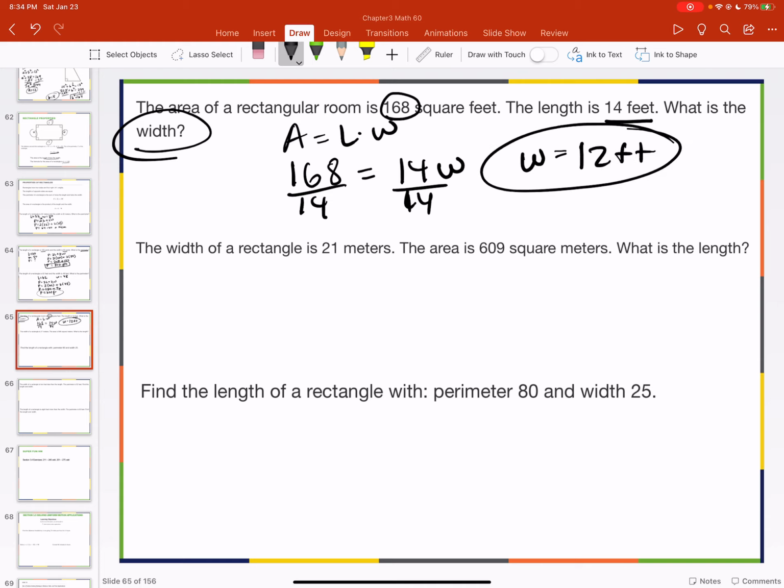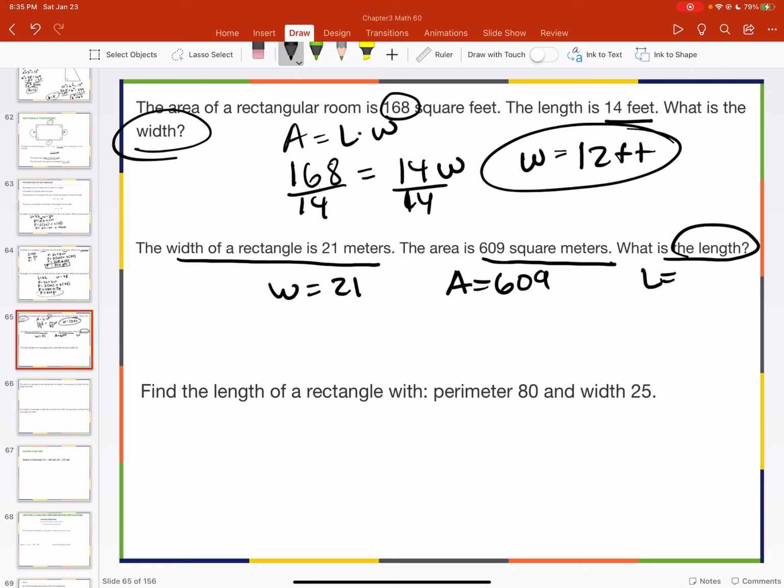Okay, so let's do another one. What are we given here? The width is 21. The area is 609 square meters. So A is equal to 609. What is the length? So L is, and then you can just put a little question mark. Area is equal to length times width. So let's just plug in stuff, okay? We're not thinking too hard about this. This isn't like rocket science, okay?